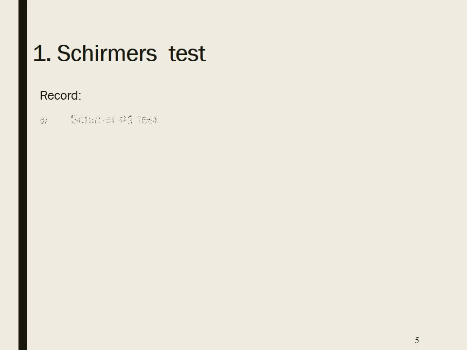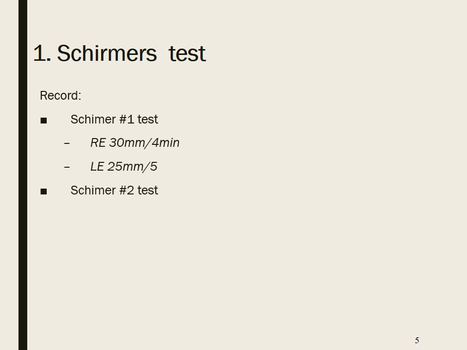This is an example for the recording. Schirmer 1 test, right eye 30 millimeters within 4 minutes, and left eye 25 millimeters over 5 minutes. Schirmer 2 test, right eye 12 millimeters over 5 minutes. Left eye 10 millimeters over 5 minutes.